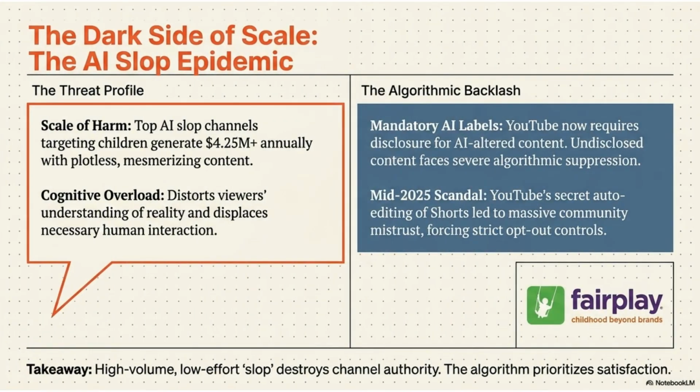High-volume, low-effort slop content destroys channel authority. YouTube now mandates AI labels for altered content, and undisclosed use faces severe suppression. The algorithm prioritizes genuine satisfaction.